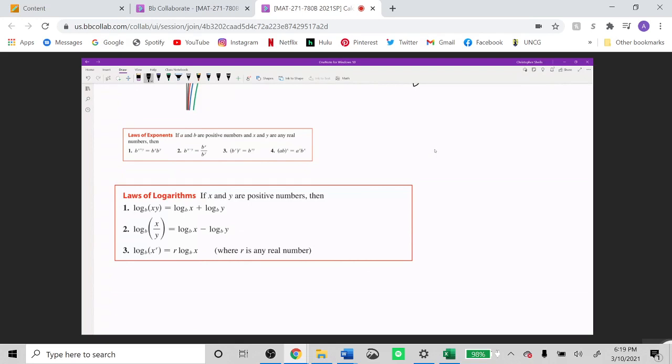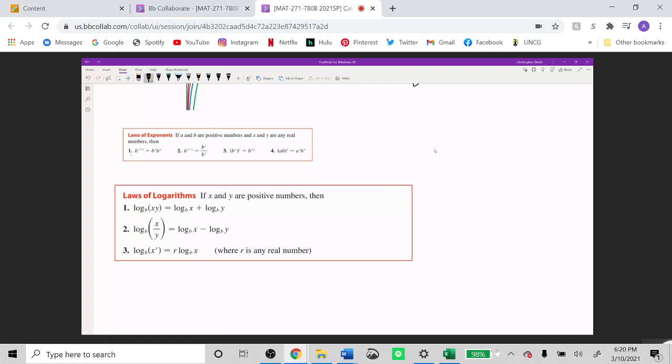And log base b of x to the r is r times log base b of x. So if I have an exponent inside of a logarithm, I'm allowed to pull that exponent in front of the logarithm as a constant multiple of the logarithm.